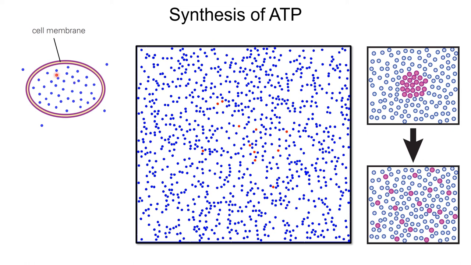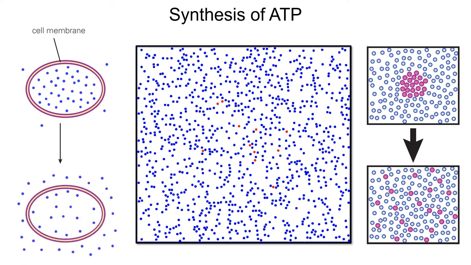However, the protons inside of the cell cannot easily get out because of the cell membrane, which is impermeable to these protons. However, there's actually a way for them to get out, which I will show you in a moment. And when they actually start to go out, they exert work that is based on the concentration gradient that they balance out. So the energy from the concentration gradient is used to synthesize ATP.